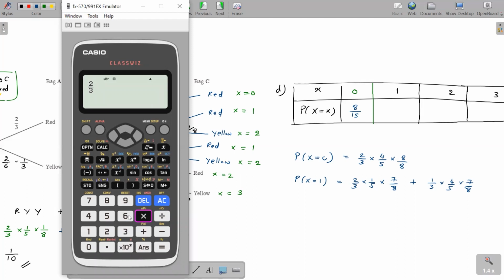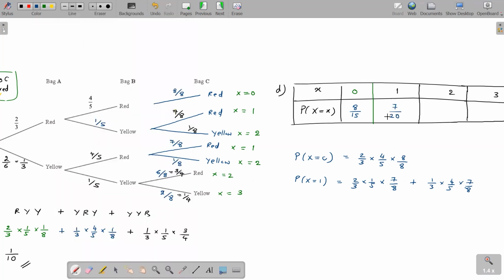2/3 into 1/5 into 7/8 plus 1/3 into 4/5 into 7/8 gives me 7/20. Is that correct? And if x equals 2, we have 3 branches. Do you see? I'm not going to go for x equals 2.